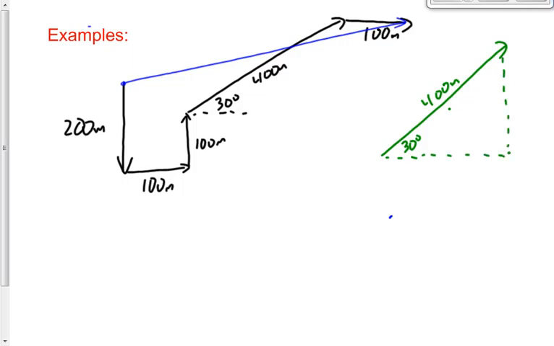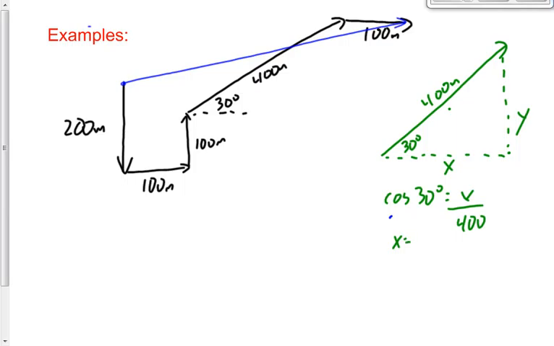Let's complete that triangle. Remember, this is not the whole problem. This is only that one vector that we're replacing now with an x and a y vector. Now, the x side of this triangle is which side? The opposite, adjacent, or hypotenuse? It's the adjacent side, right? So we're going to use the cosine function to find that. Cosine 30 degrees is equal to x, the adjacent side, over 400.